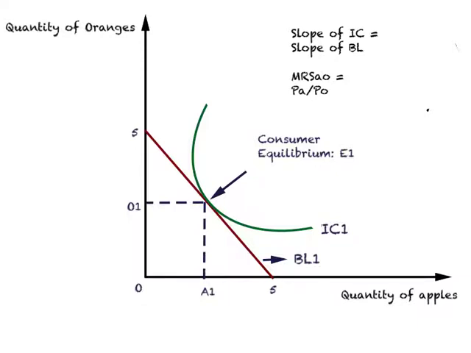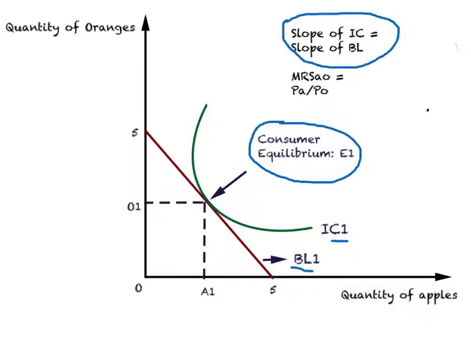In the last video, we examined consumer equilibrium, and consumer equilibrium happens at the point of tangency between the budget line, BL1, and the indifference curve, IC1. This happens at the point of tangency, when the slope of the indifference curve equals the slope of the budget line. The slope of an indifference curve we know is the marginal rate of substitution between apples and oranges, and this must equal the slope of the budget line, which is given by this price ratio, PA by PO.